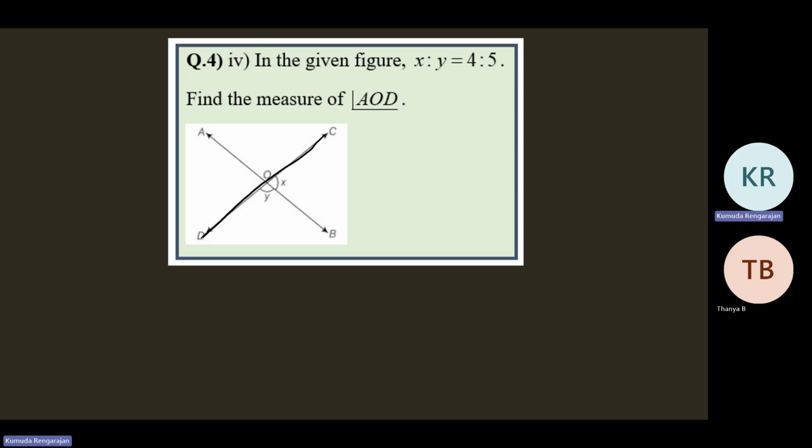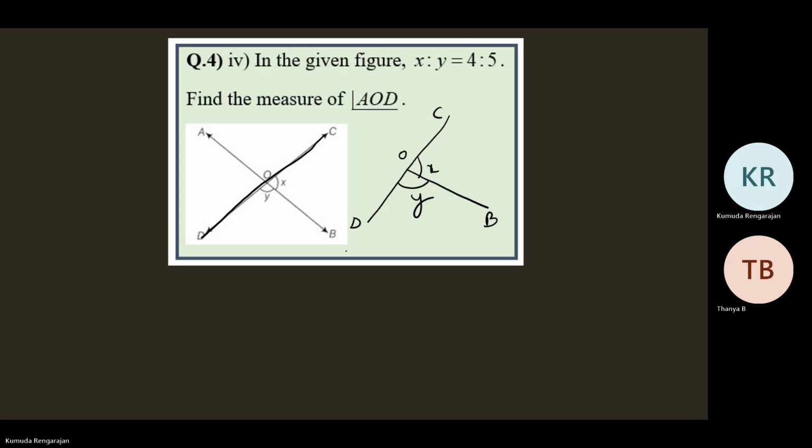COD is a straight line, and OB is a ray on it. This is X and this is Y. OB is a ray on the straight line COD. X and Y are the two angles formed on the straight line COD. So X plus Y is equal to 180.